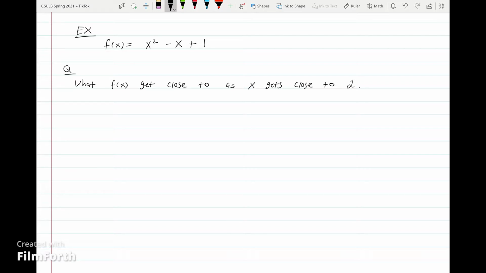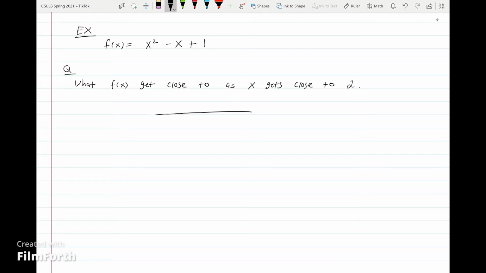And you might be asking, okay, what do I mean by close to? And so non-formally, non-rigorously, what I mean is numbers close to 2, but not equal to 2. Okay, so what's a number close to 2? 0, 1, 1.5, 1.9, etc. You also have numbers on the other side of 2, like 3, 2.5, etc.